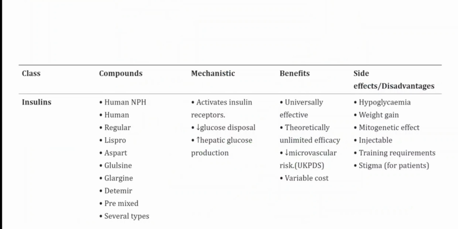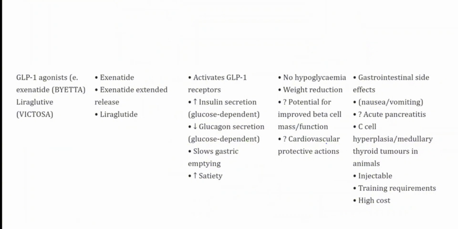There is a separate video discussing insulin, the various types, the mechanism of actions, and so on. In this video, we're going to focus on the oral hypoglycemic drugs, or anti-hyperglycemic drugs. So we'll start with the GLP-1 agonists, which are exenatide extended release and liraglutide. Mechanism of action is they activate the GLP-1 receptors, increase insulin secretion, reduce glucagon secretion, slow gastric emptying, and increase satiety.